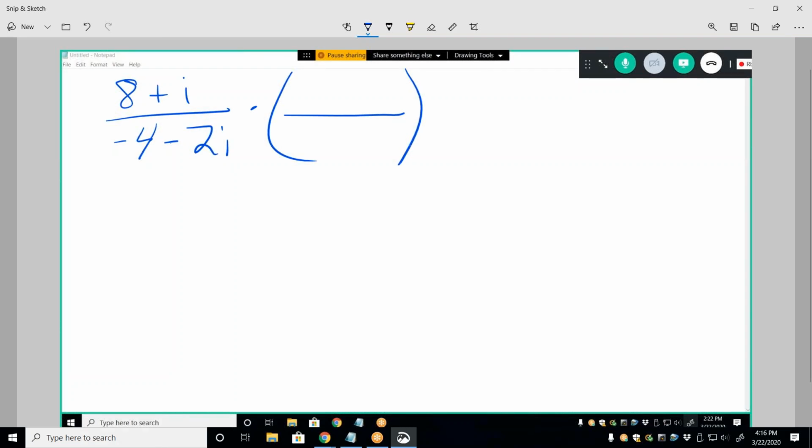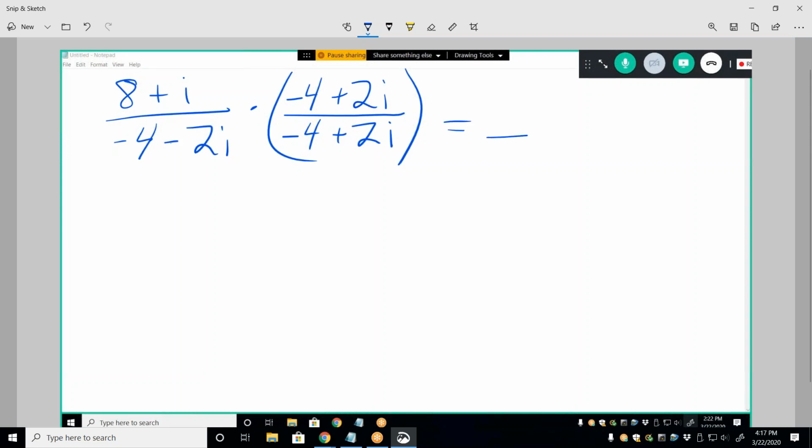Multiply by 2i. No, you multiply it by its conjugate. Conjugate is always the same two terms with a different sign in the middle. So the conjugate is that. That guarantees that we will not have an i in the denominator. You with me? Okay, since we can only multiply this fraction by the number 1, then I have to do the top also by the same thing.